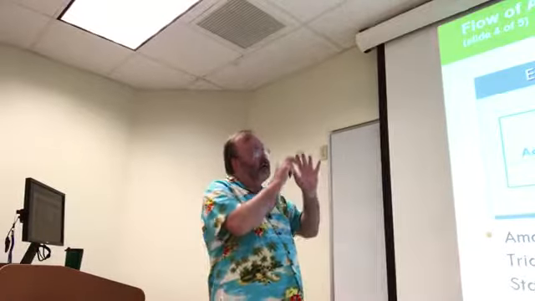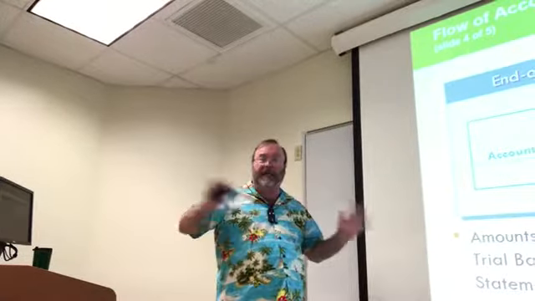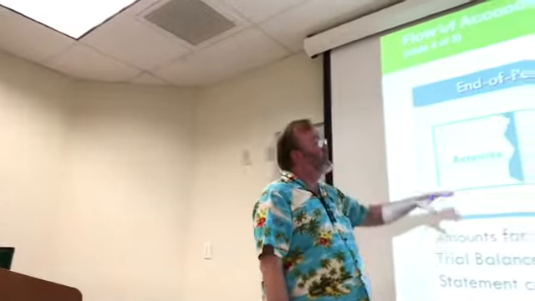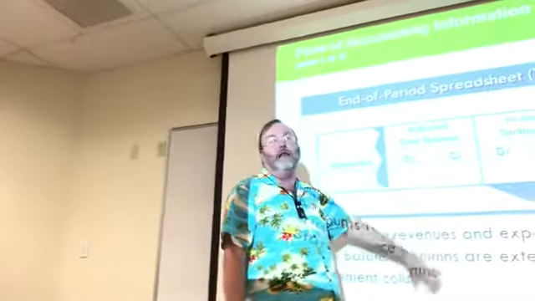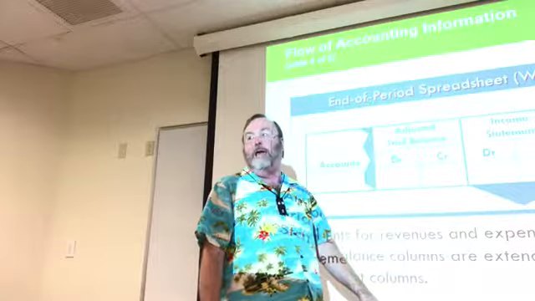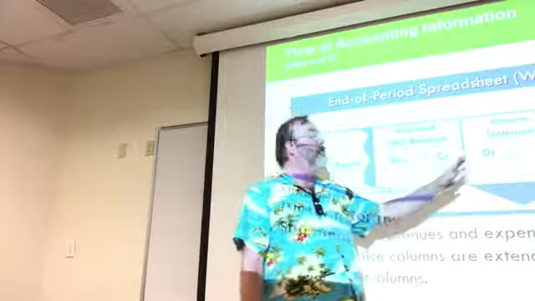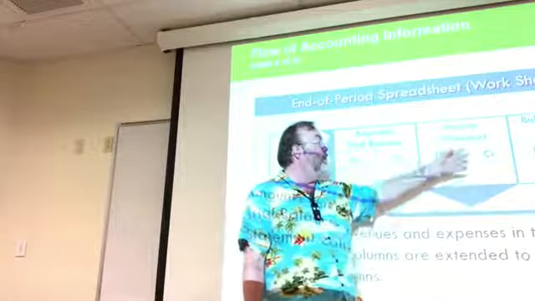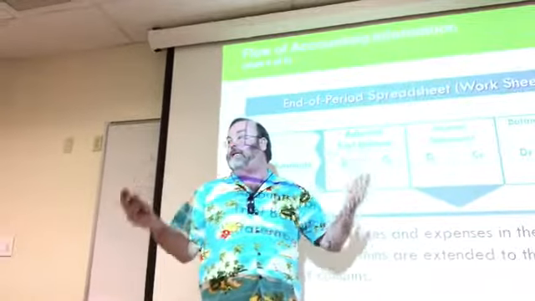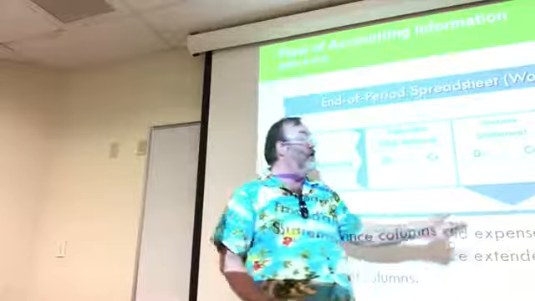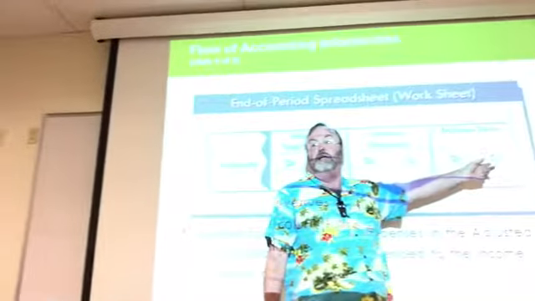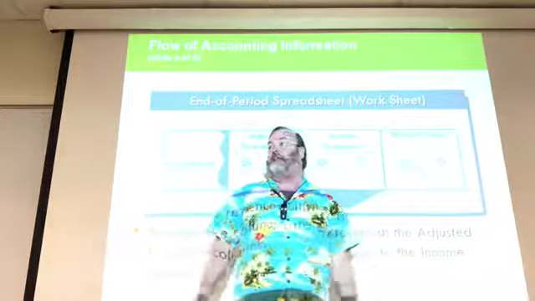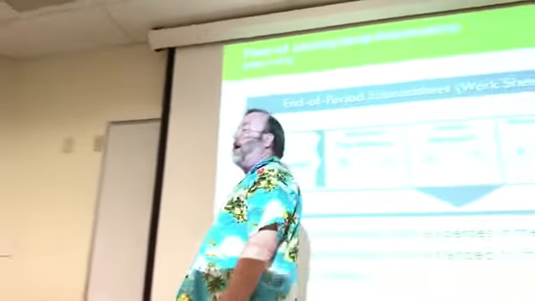Then that column can be split into the two major financial statements. So you take all of the adjusted trial balance account balances, and you split them, all the revenues and expenses to the income statement, and then all of the assets, liabilities, and stockholders' equity to the balance sheet. Okay? So balance sheet and income statement are the last two columns of that accountant's worksheet.